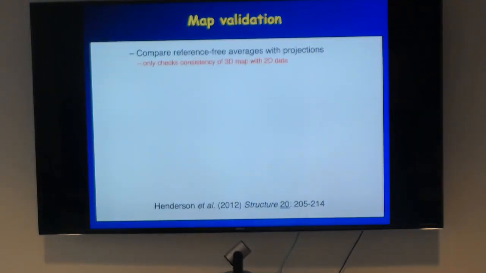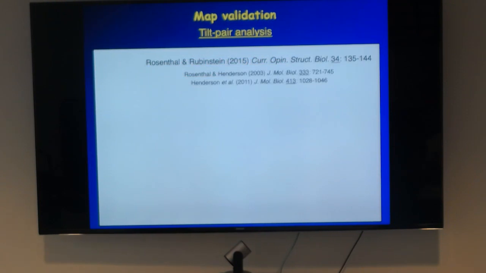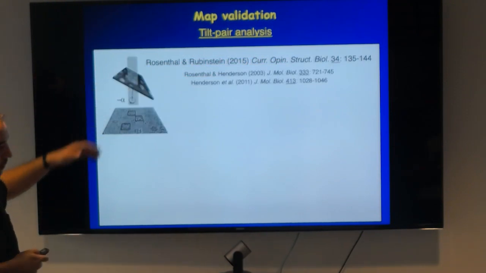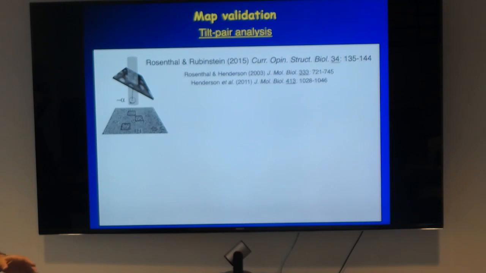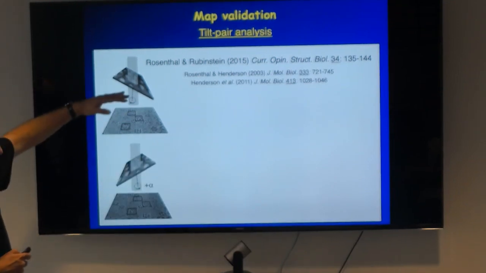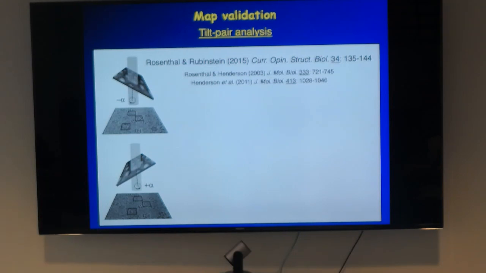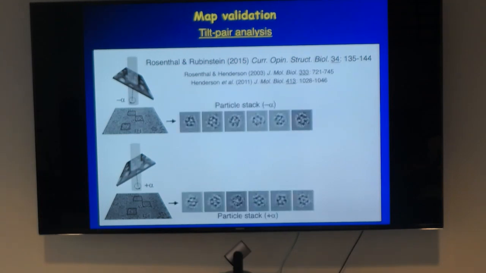So you only check the consistency between 3D and 2D, and you should also check the angle distribution. Tilt pair analysis was a very nice way that was introduced to look at it. I'm just going to go through it very quickly. You took your images at 0 degree, but in the end you took a few tilt pairs, where you took an image at say -5 and +5 degree. And then you got your particles picked, the same particles from both of those.